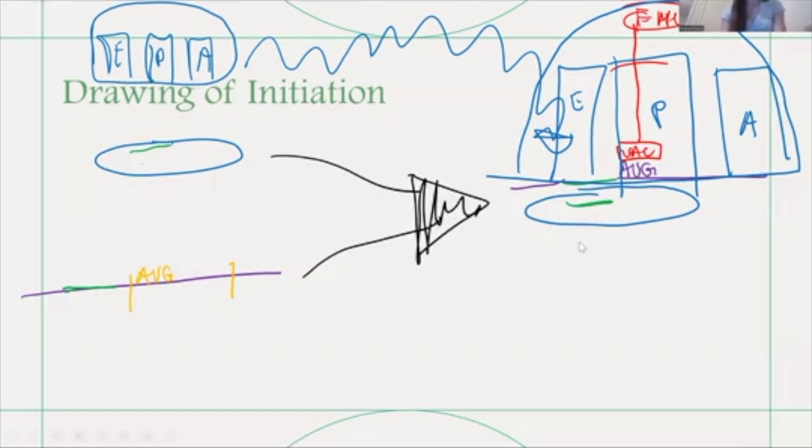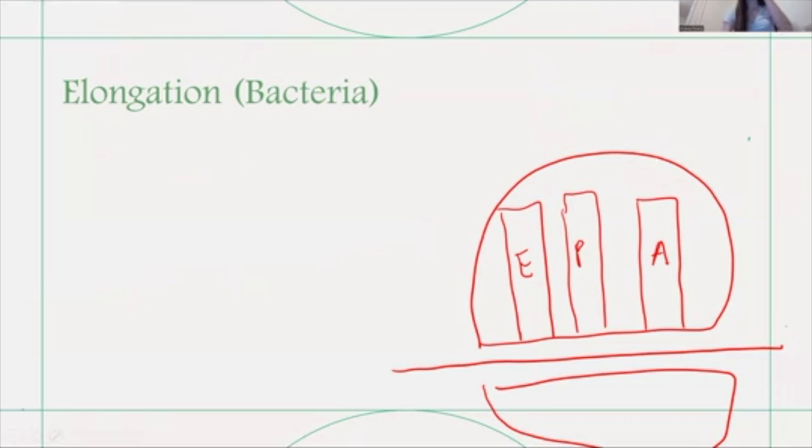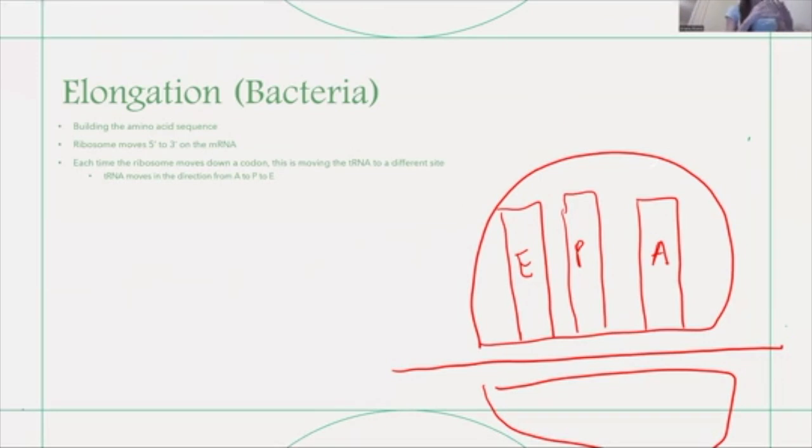So now let's go ahead and look at elongation. So elongation is all about building the amino acid sequence in order to make our protein. And our ribosome is going to be moving 5' to 3' on the mRNA. So we're reading the mRNA from 5' to 3'. And every single time the ribosome is going to move down one codon, because we know it's going to move by codons, because amino acids are based off of codons.